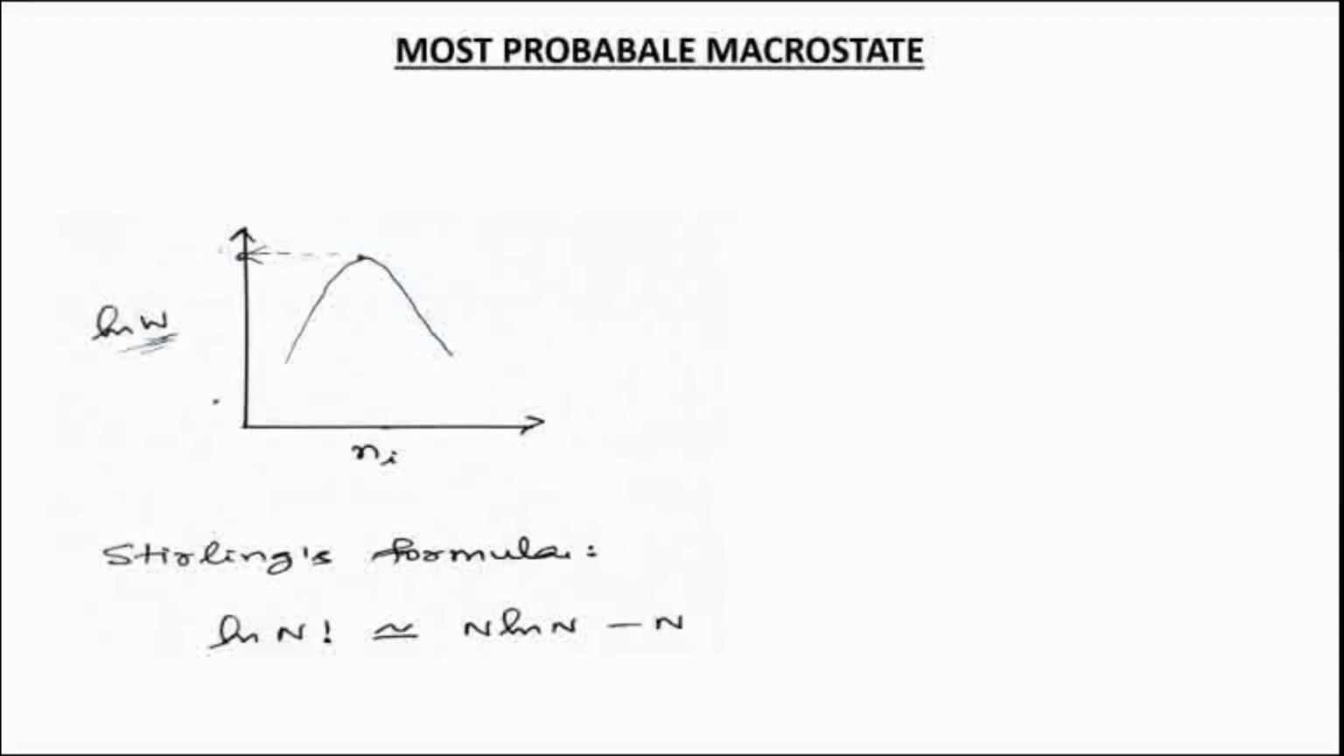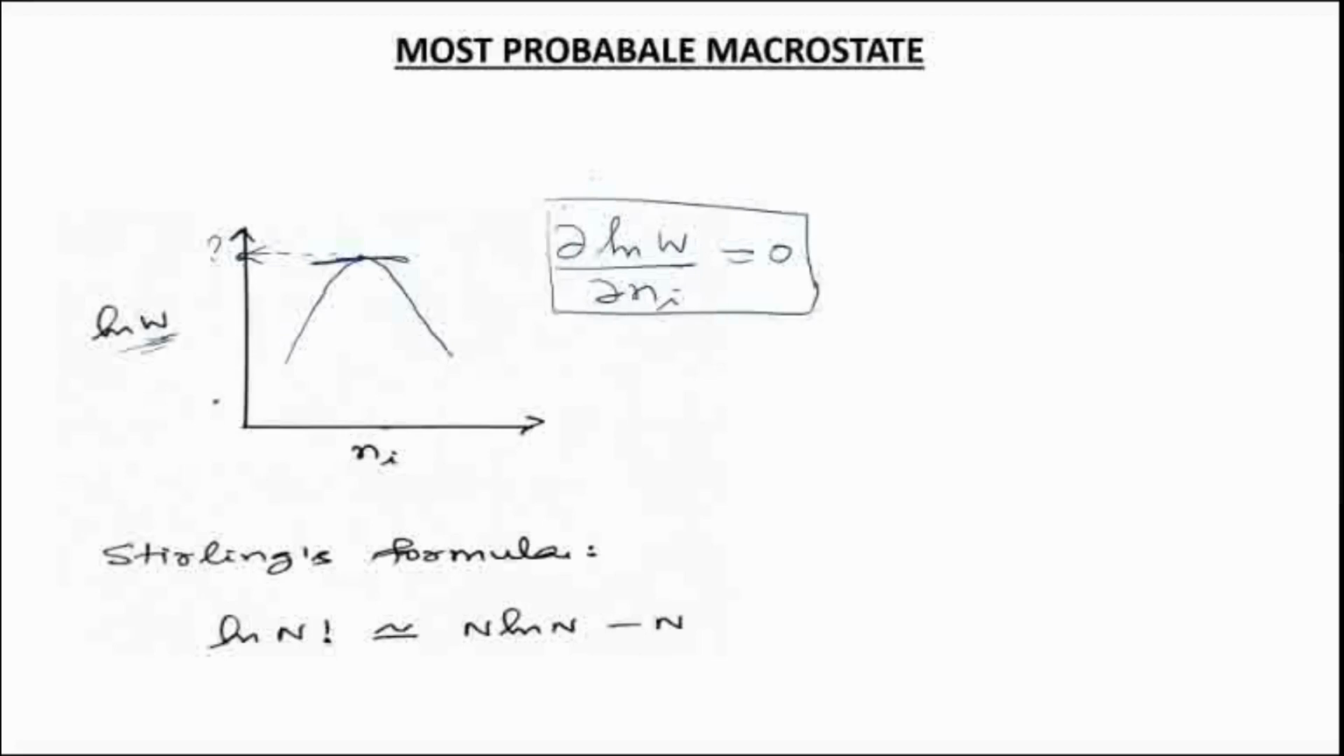Now, how to find this most probable macrostate? It's very easy. We have a maximum here, so the slope at this maximum should be equal to 0. So ∂ln W/∂Ni, called the slope, should be 0. If you put the slope equal to 0, you will get the maximum directly. So to find the most probable macrostate, you need not distribute the particles or do anything else. Just use this formula, ∂ln W/∂Ni. But what is required for this? You must know the general formula for W for your system. I have given the general formula for Maxwell-Boltzmann, Fermi-Dirac, and Bose-Einstein.